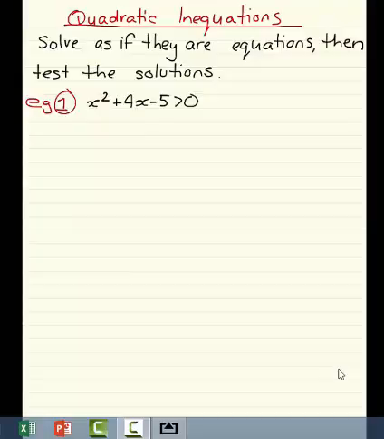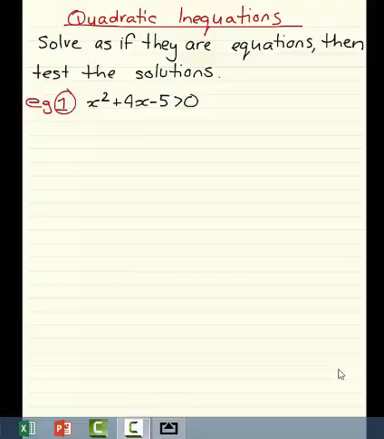Quadratic inequations are inequalities that also involve quadratics. So what we need to do is solve them just as if they're an equation. Pretend that instead of the greater than or less than sign it is an equal sign, and solve it as we have been doing in the last few lessons. And then you need to test your solutions and figure out, is it greater than, less than, or in between? Where is the range?